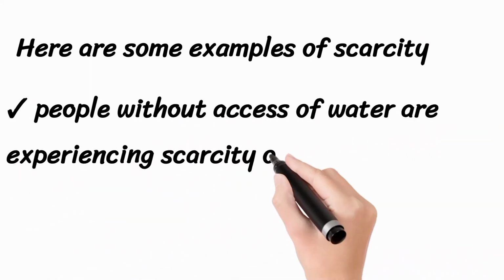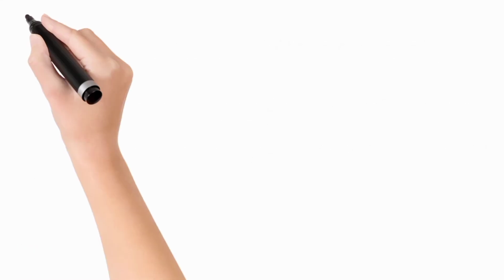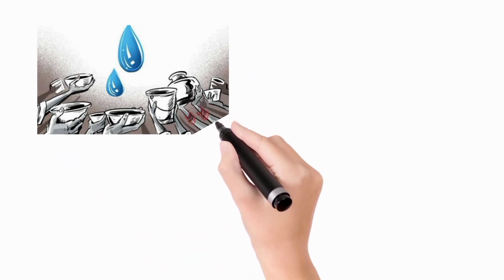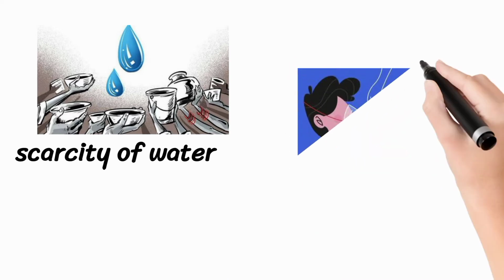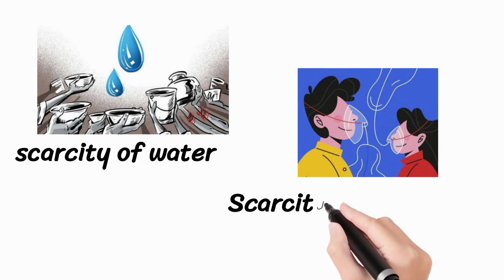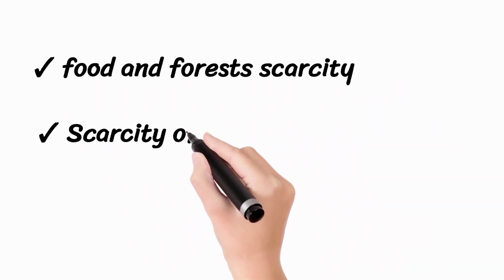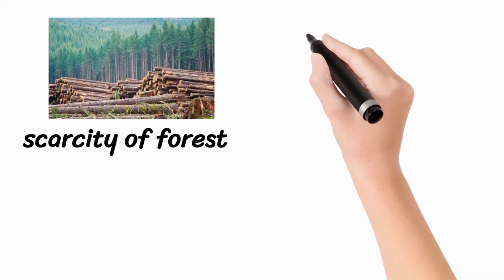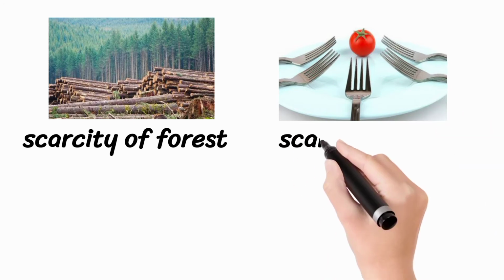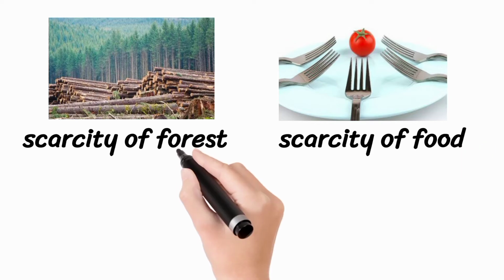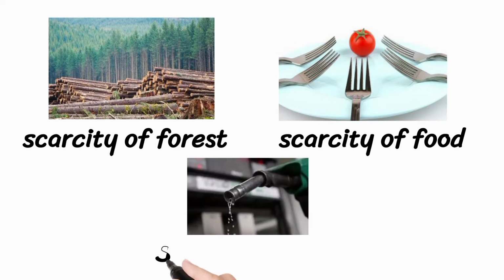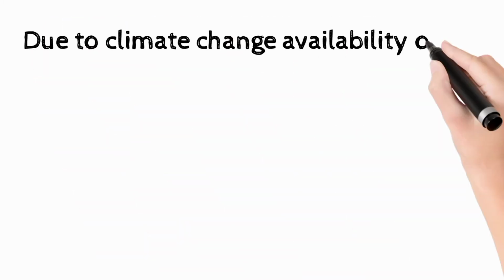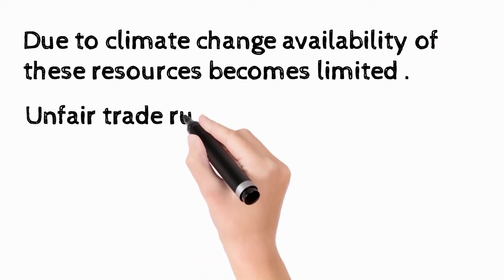Here we will discuss some real-life examples of scarcity. Like people without access of water are experiencing scarcity of water currently. India is facing scarcity of oxygen. These are some types of scarcity, like scarcity of forest, food, and oil. Due to climate change, the availability of these resources become limited.